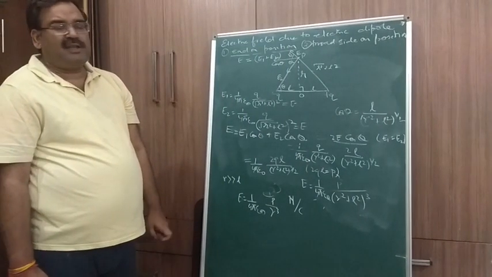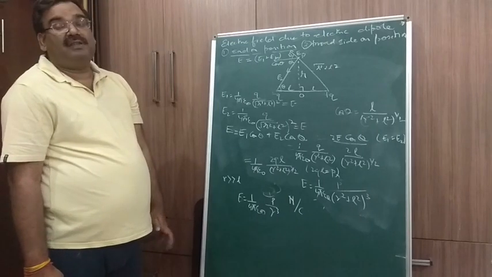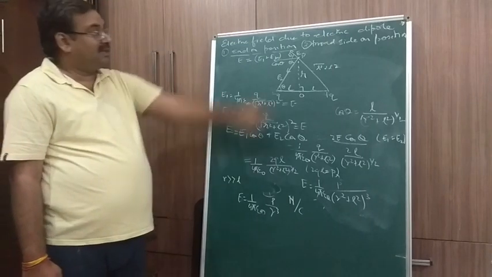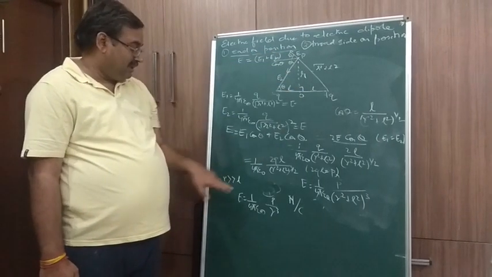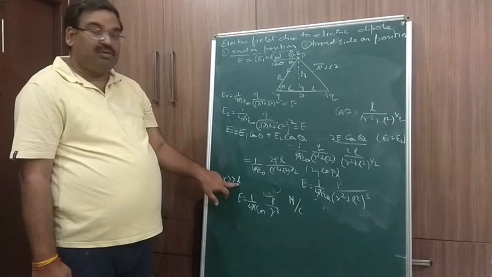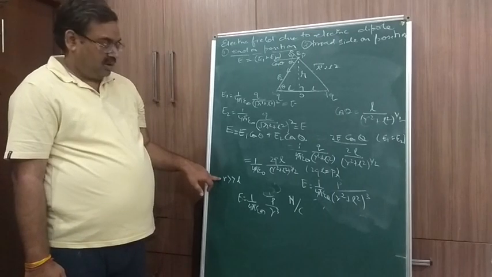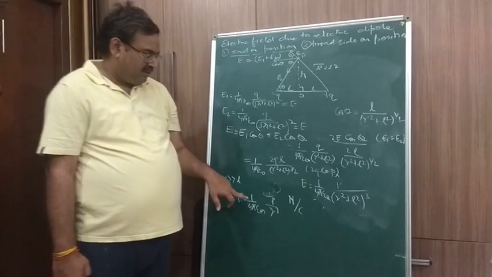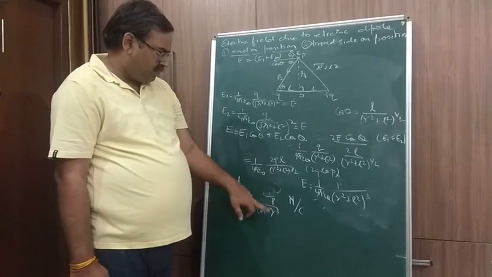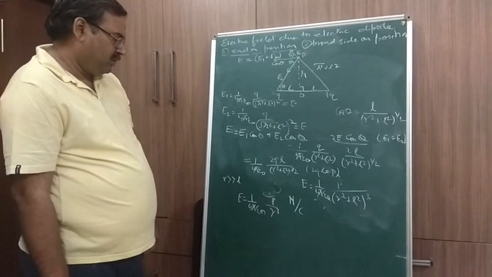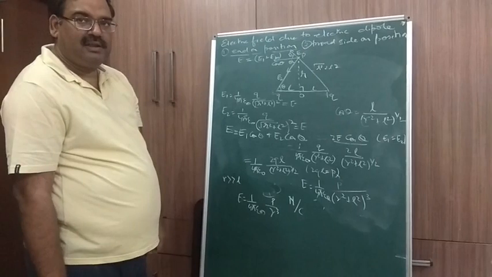Now, if the dipole is very small as compared to the distance of the point at which the electric field is to be calculated, let this point P be far away from this dipole. Then r is very large as compared to l, so r square will be very large. So we can ignore l. What will we get? We will get 1 upon 4 pi epsilon naught, p upon r cube. Is it clear?